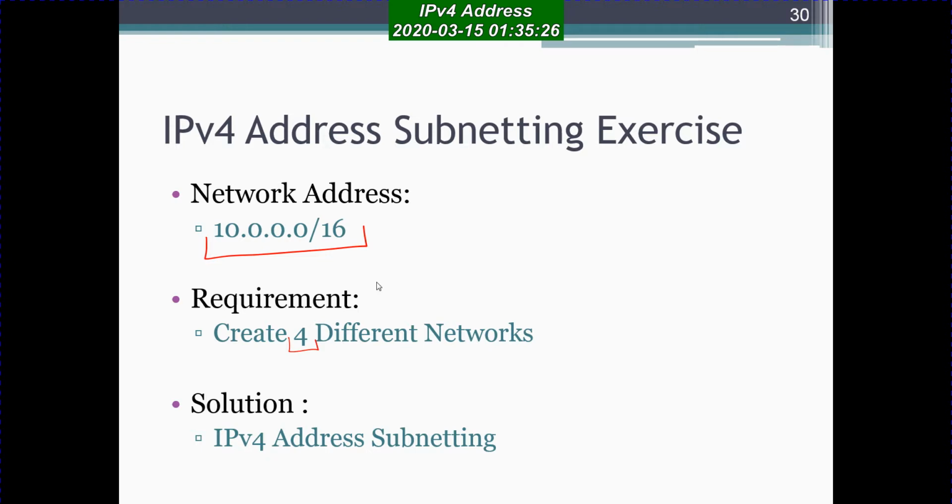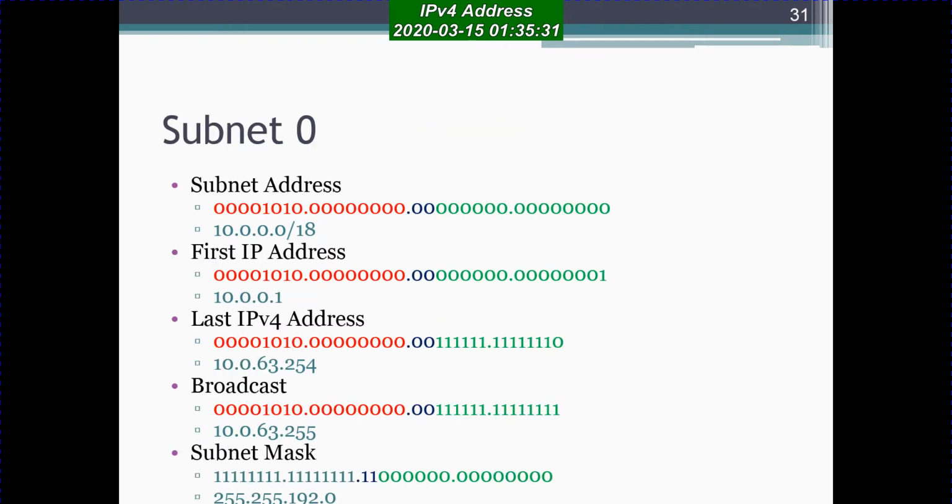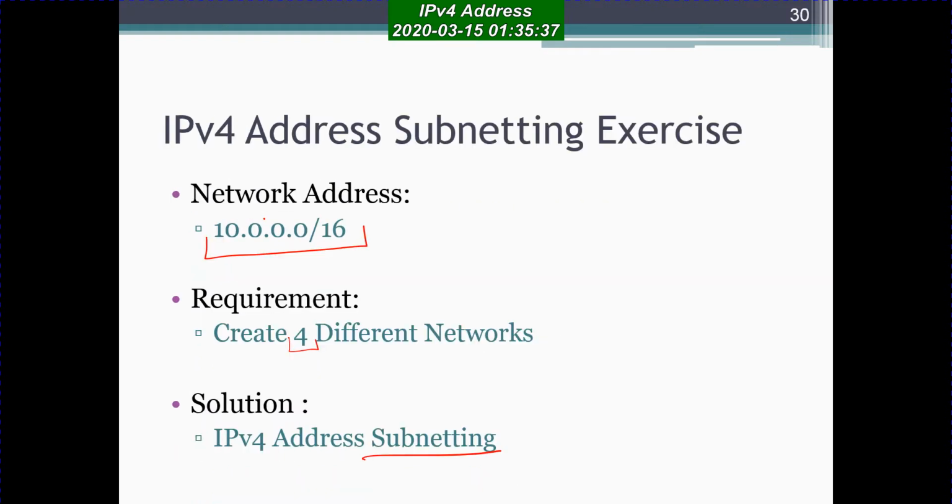So the solution is to go for IP address subnetting. There's no problem for that. So what we do, the first thing is we take the network address which is provided. So here, how many bits do we have? 16 bits. So you see, it's a class A. Normally it should be 8, but here it's 16, which means it's already subnetted.